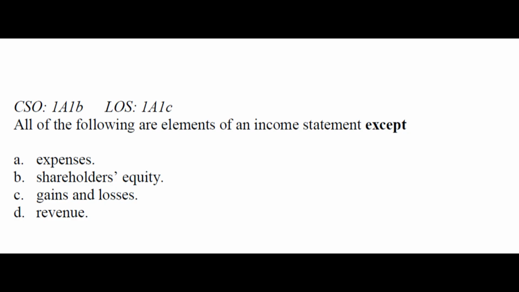C. Gains and losses. Incorrect. Gains and losses arise from incidental or non-operating transactions, such as selling equipment or foreign exchange movements, and are reported in the income statement. D. Revenue. Incorrect. Revenue is the inflow of economic benefits from ordinary business activities and is one of the primary elements of the income statement. Correct answer. B. Shareholders' equity.